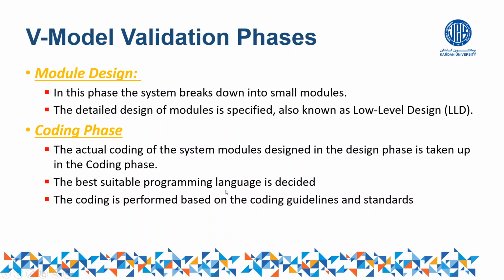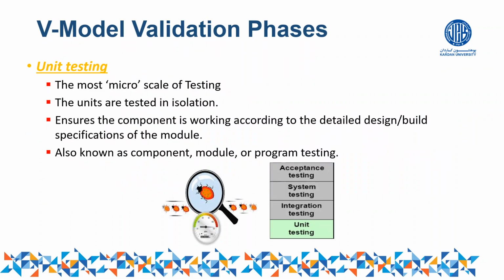The most suitable programming language is decided. Whatever programming language we're going to use would be decided in this coding phase, and then the coding is performed based on the coding guidelines and standards. All the formats, the rules, and the methods for the coding would also be discussed here in the coding phase in order to ensure the quality of the software features.